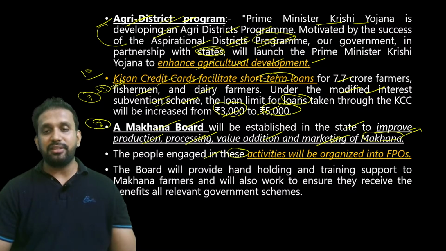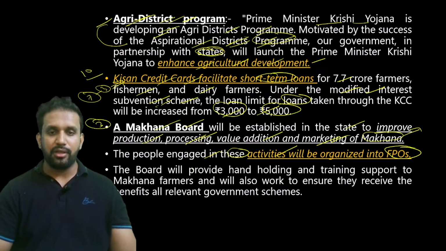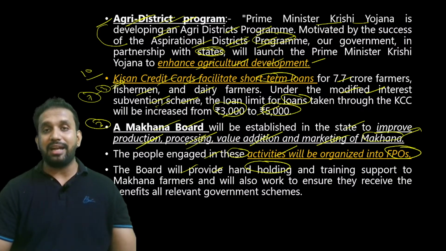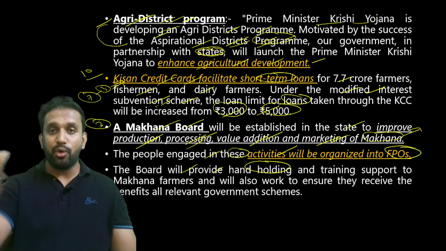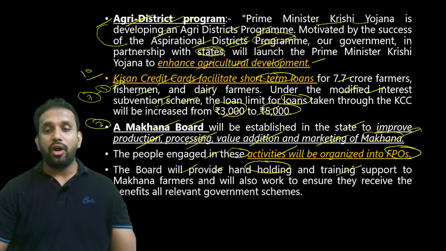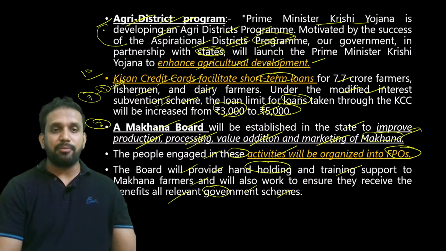The people engaged in makhana related activities will be organized again under what? FPOs, farmer producer organizations. The board will provide handholding, nothing but whenever a farmer is producing or anybody is processing or adding value to it and making namkeen, biscuits, whatever it is, the board will provide all the training support and all the financial support to the makhana farmers, so that they will also receive the benefits of all relevant government schemes, even though they are producing or processing makhana. So these are some of the important initiatives.